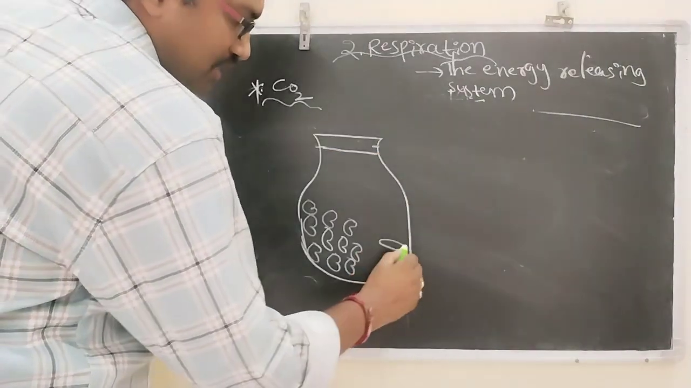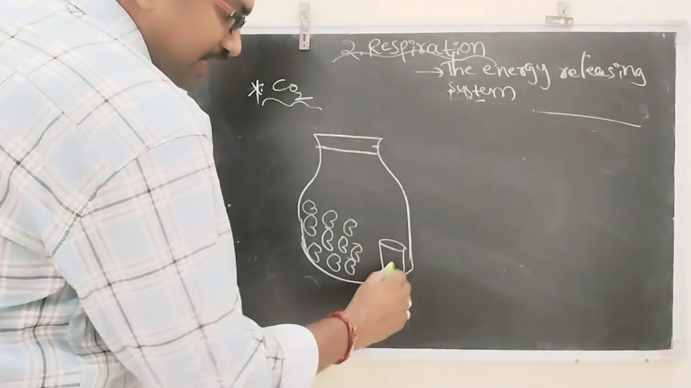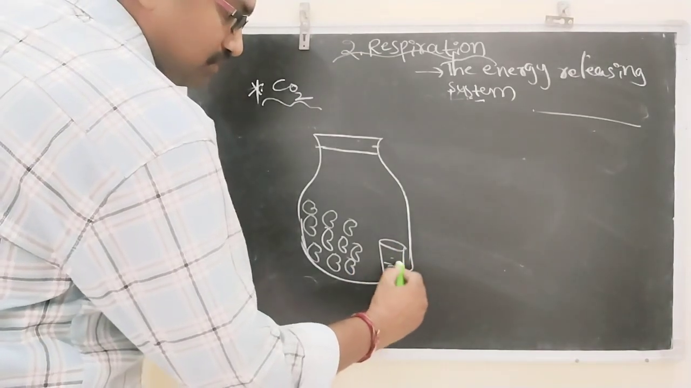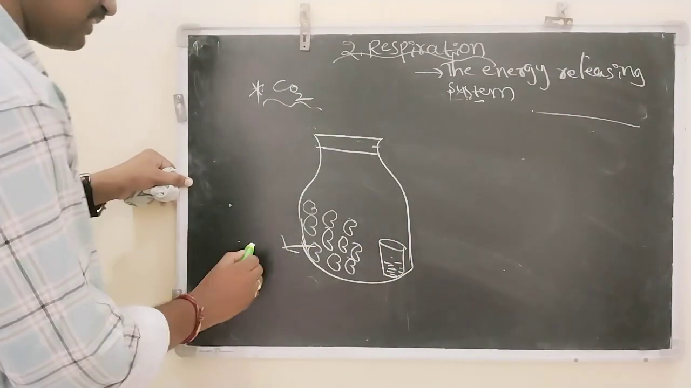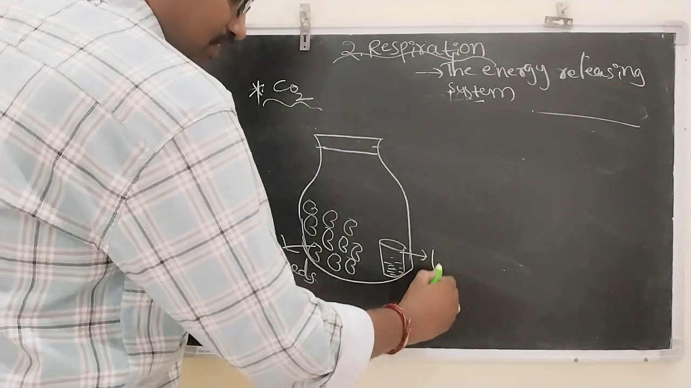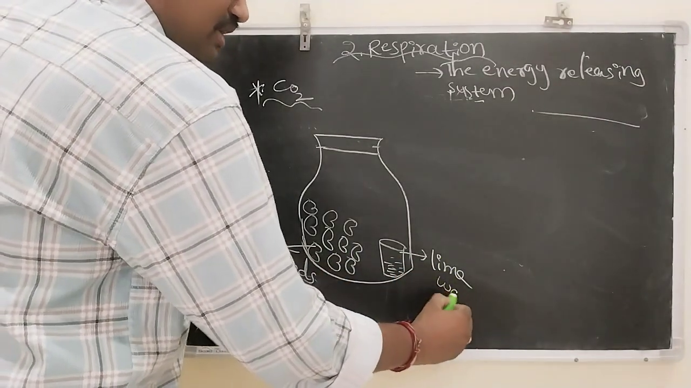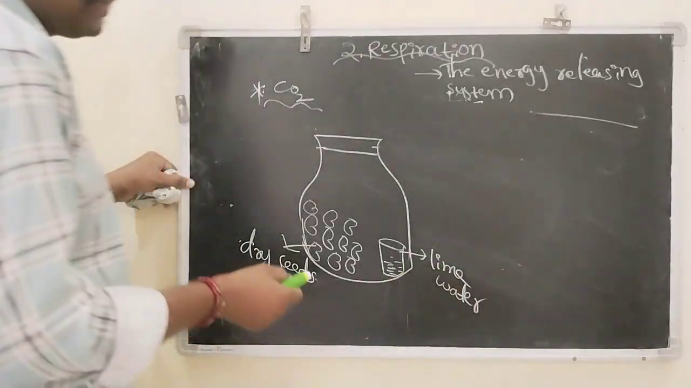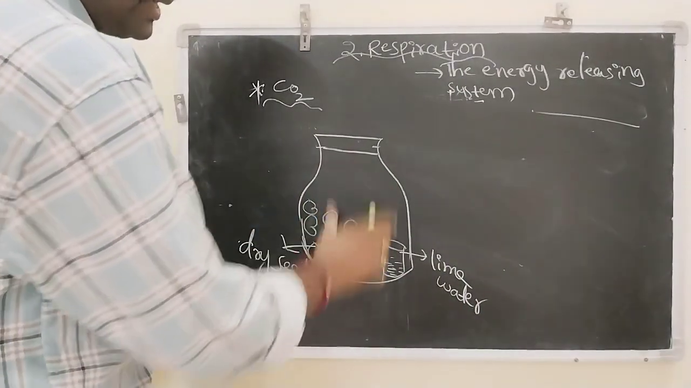Then take a small glass bottle in which lime water is taken. So these are the dry seeds and this is the lime water. Leave it for a few hours, for 2 to 3 hours like that, leave the entire setup.